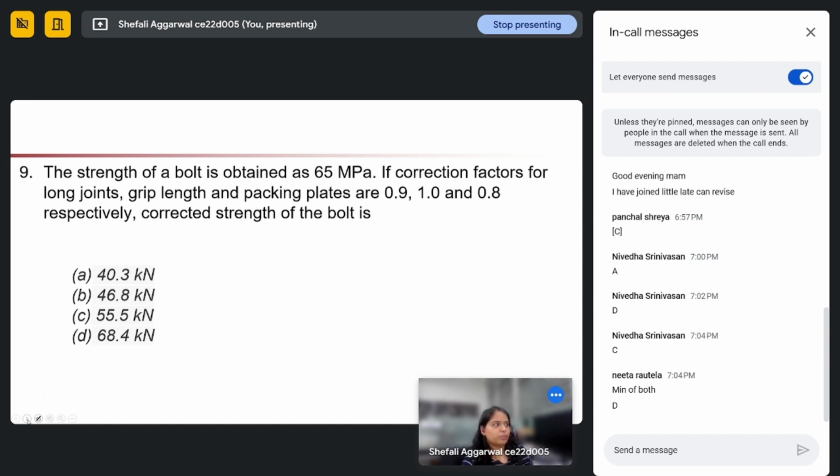The strength of a bolt is obtained as 65 megapascal. If the correction factors for long joint, grip length, and packing plates, these reduction factors we have seen in the first slide of our bolt joint, are given as 0.9, 1, and 0.8, then what will be the corrected strength of the bolt?